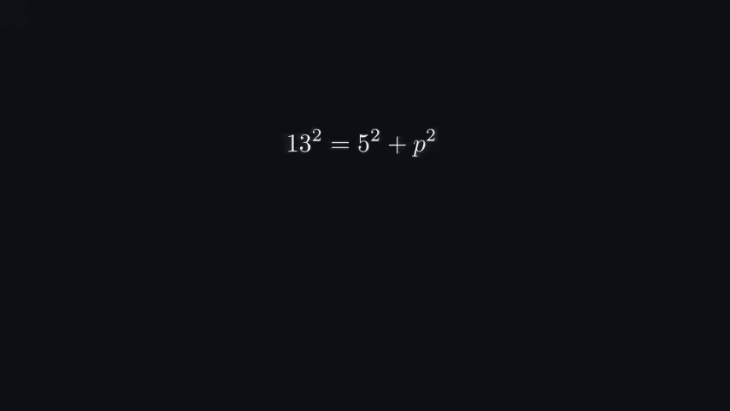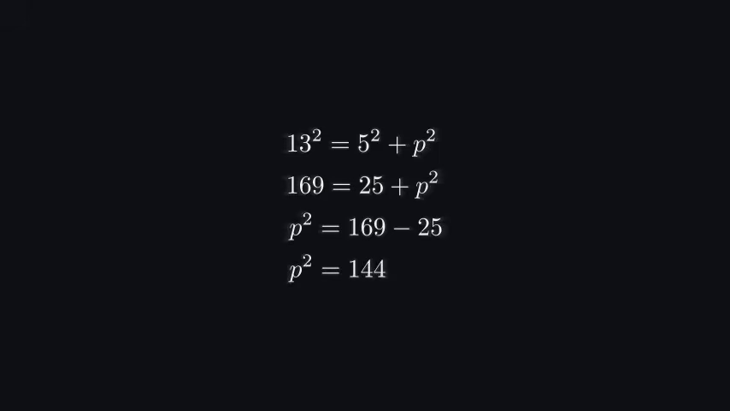Substitute the known side lengths. 13 squared equals 5 squared plus p squared. 169 equals 25 plus p squared. P squared equals 169 minus 25. P squared equals 144.